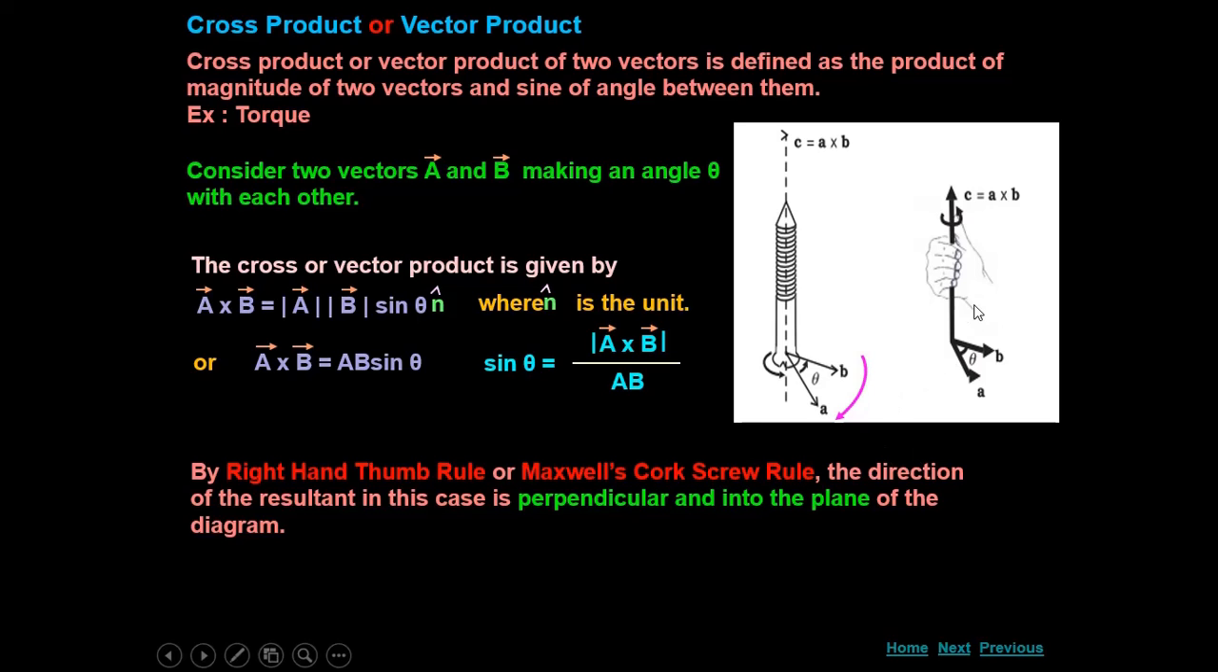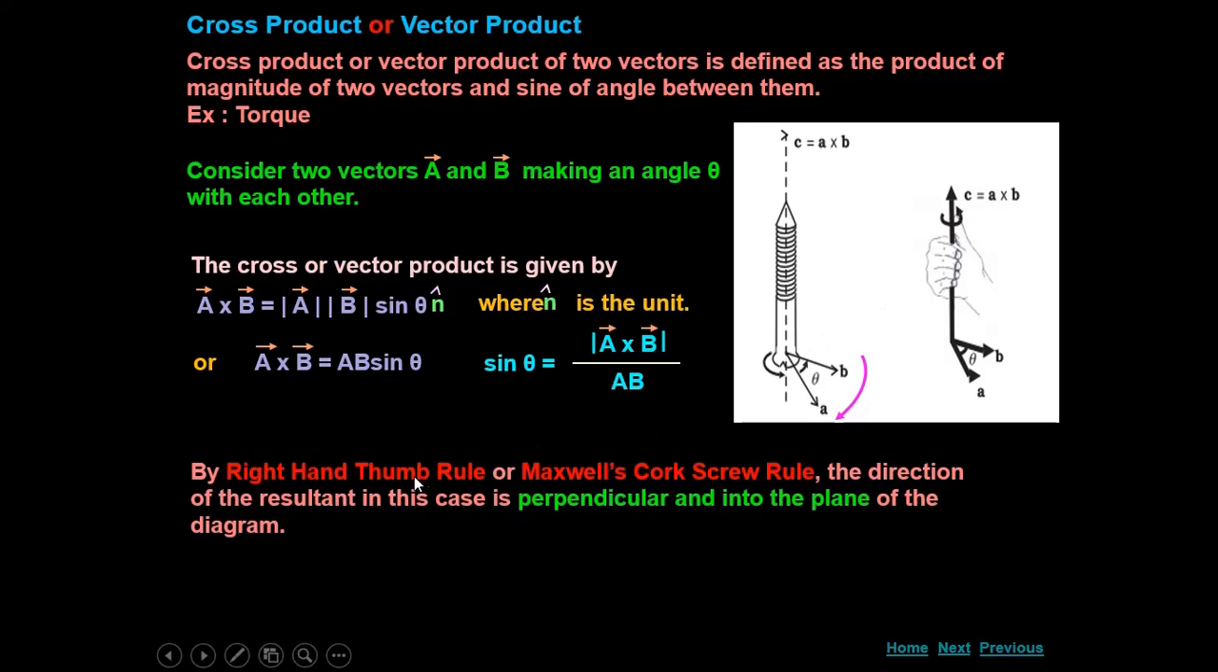So in the right hand thumb rule, if you hold your right hand and if the curled fingers represent the rotation of the a vector towards the b vector, then the thumb gives the direction of the resultant vector c.